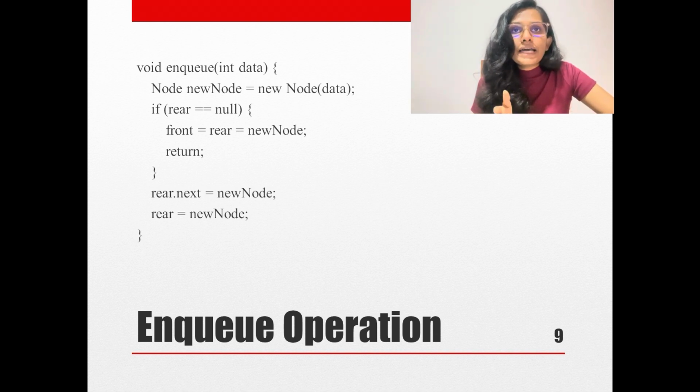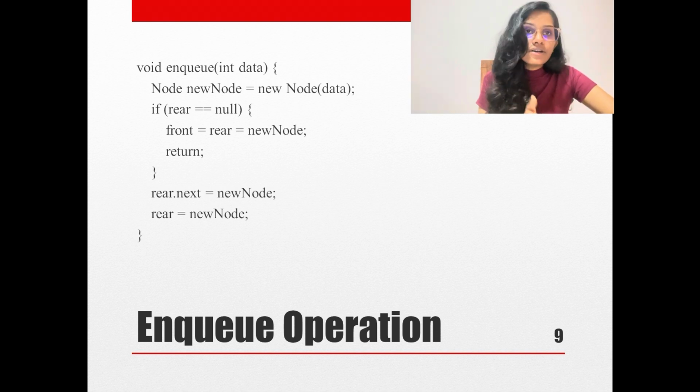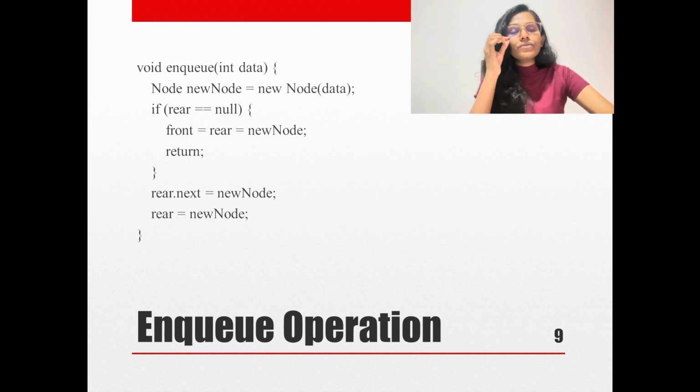And through the next part, we are checking if the queue is empty. If rear equals null, that means there are no elements in the queue. Both front and rear are set to this new node, so this node is both the first and the last element. If not empty, if the queue already has elements, the next of the current rear node is linked to the new node, effectively adding the new node at the end. Then the rear pointer is moved to point to the new node.